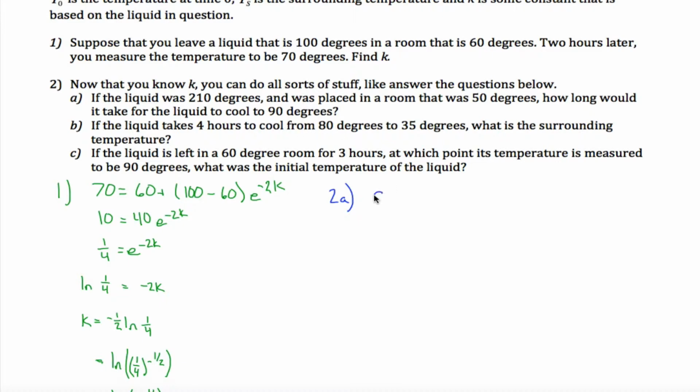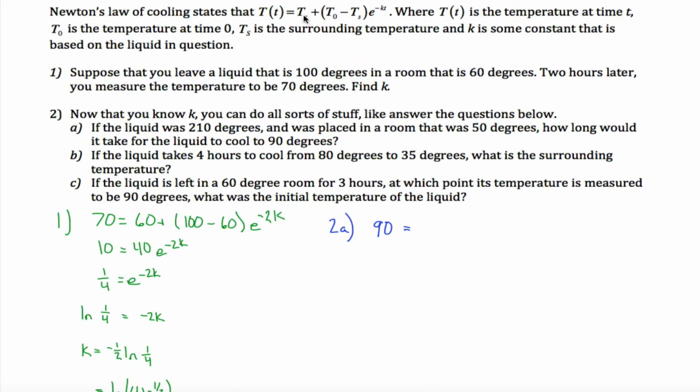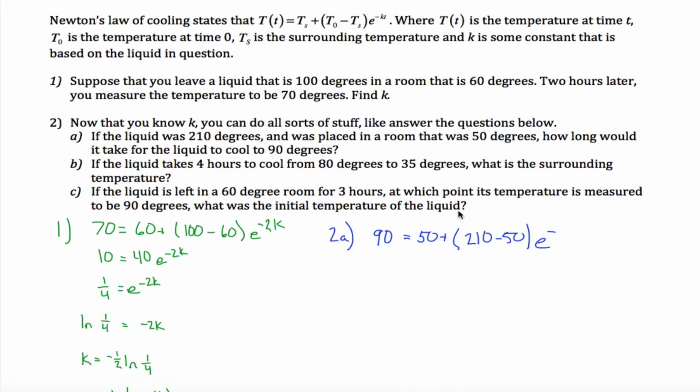So it sounds like 90 degrees is the temperature at time t. And that's equal to, if I copy down my formula here, the surrounding temperature given to me to be 50 degrees plus the initial temperature minus the surrounding temperature. Initial is 210, surrounding is 50. E to the negative k. Well, we figured out k was the natural log of 2 times t.